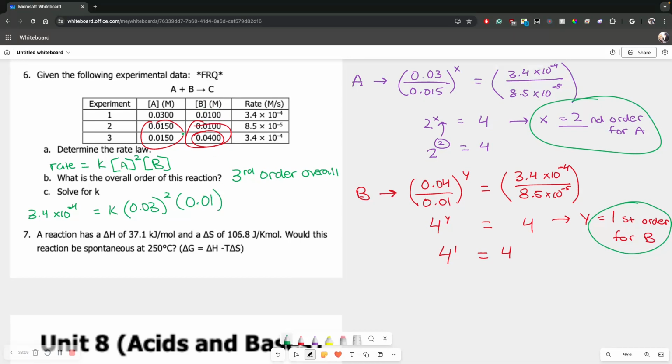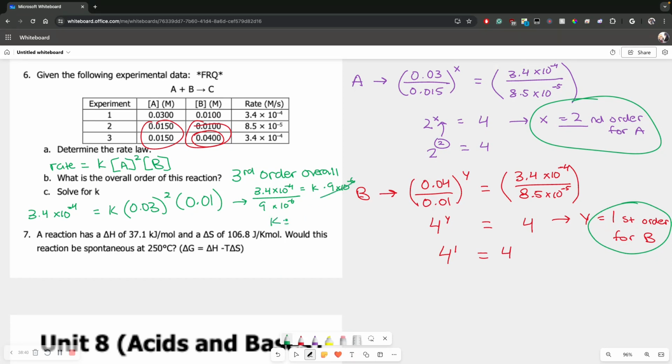So when we solve this, 0.03 squared times 0.01 will give you this number here, 9. So if we write this again, 3.4 times 10 to the negative 4th equals K times 9 times 10 to the negative 6. So if we divide this by 9 times 10 to the negative 6, we're going to get K.